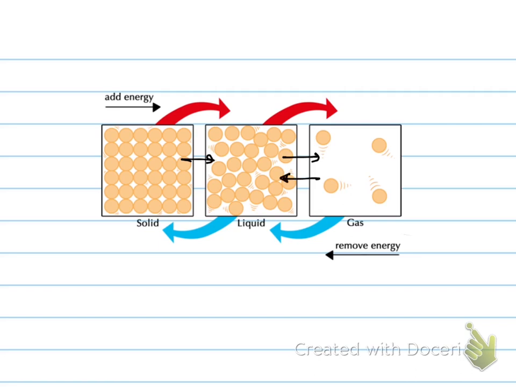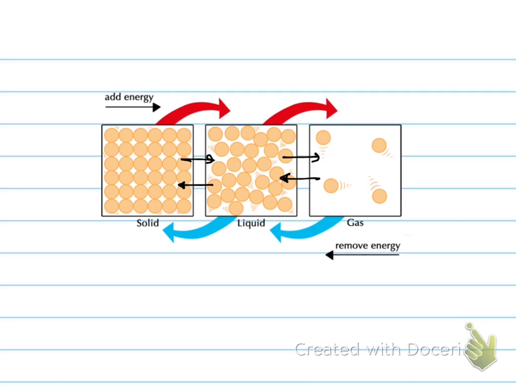During condensation, particles become close together, they move slower, and they lose kinetic energy. During freezing, particles become irregular, they vibrate at fixed positions, and they lose energy.